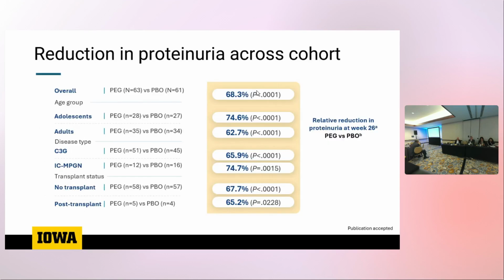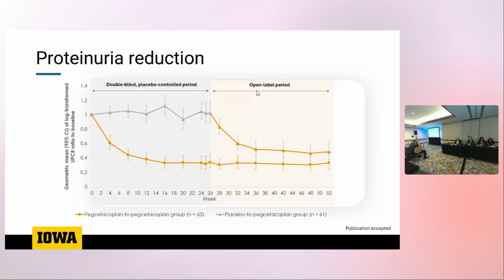So, baseline characteristics. Okay, so here's a real down and dirty what happened to the urine protein. You can see it didn't make any difference what your cohort was, whether adolescent, adult, C3G, immune complex MPGN, no transplant, post-transplant, et cetera, you had a very nice reduction in the urine protein across the board. And in fact, there's your numbers for that. And this is relative, obviously, to the proteinuria at week 26 compared to the placebo, because again, this was a very similar study, 26 weeks of placebo-controlled, then everybody moves into open label.